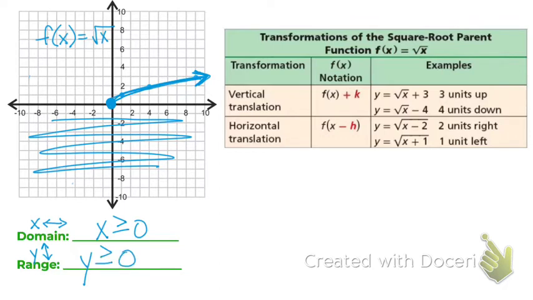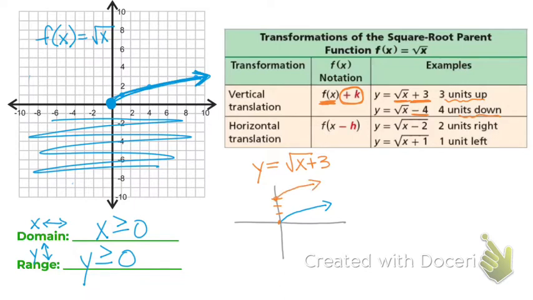Now let's do one of these from the table on the right. Now let's notice what this table is telling us. Here for the square root of x plus 3, it's telling you that if you add a number after the square root of x, that's going to move it up. If you subtract a number, it's going to move it down. So this one, instead of starting at 0, it's going to start 3 units up from 0, right here, and then go on and on forever to the right.